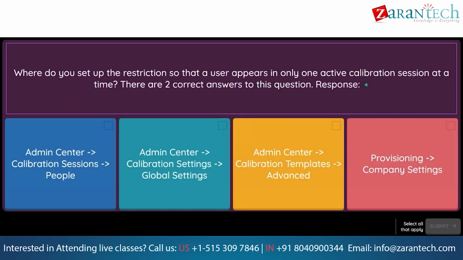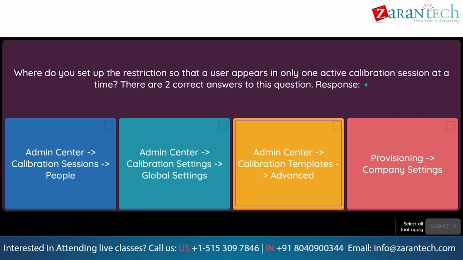Question: where do you set up the restriction so that a user appears in only one active calibration session at a time? There are two correct answers to this question. Response: Option 1, Admin Center Calibration Sessions People. Option 2, Admin Center Calibration Settings Global Settings. Option 3, Admin Center Calibration Templates Advanced. Option 4, Provisioning Company Settings.